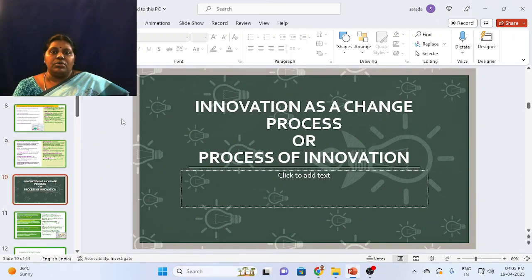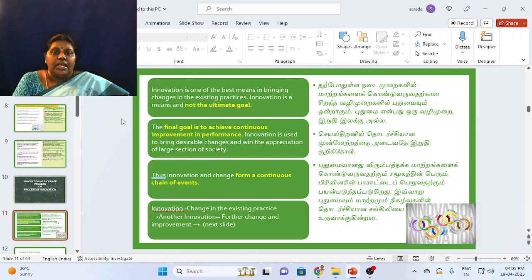Next, we are going to see innovation as a change process, or the process of innovation. Innovation is one of the best means of bringing changes in the existing practices. Innovation is a means and not the ultimate goal. The final goal is to achieve continuous improvement in performance. Innovation is used to bring desirable changes and win the appreciation of a large section of society. Thus, innovation and change form a continuous chain of events: innovation, change in the existing practice, another innovation, further change and improvement.